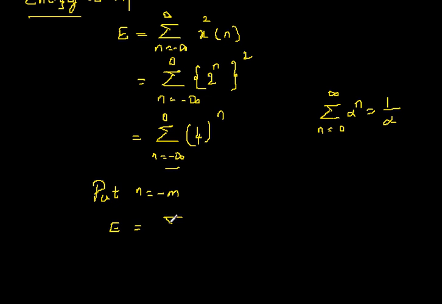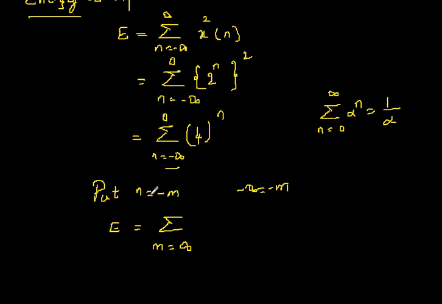Is that? Let me check. I said n equal to minus m. So here n equal to minus infinity. So I'll get minus infinity equal to minus m. So minus and minus would cancel. I will get m equal to infinity at the lower limit.